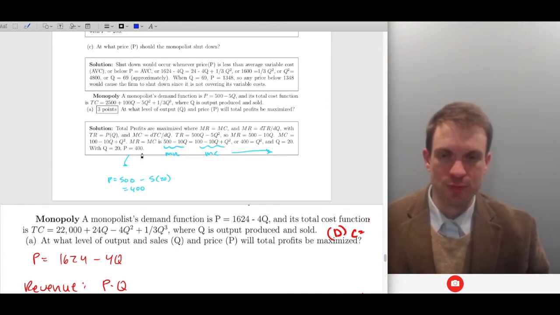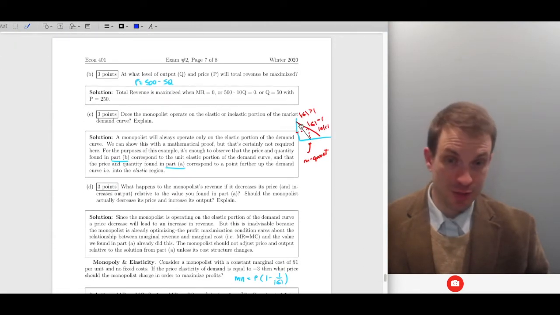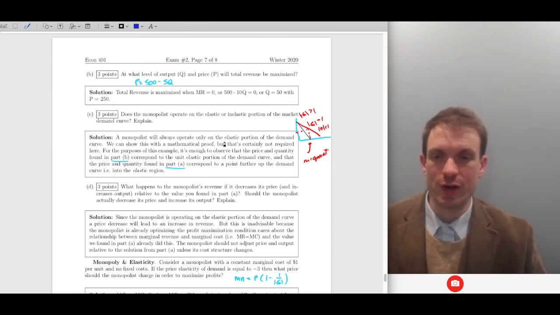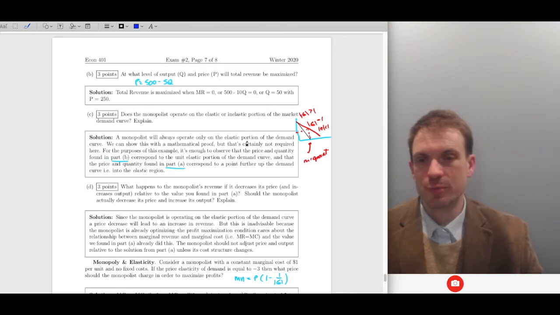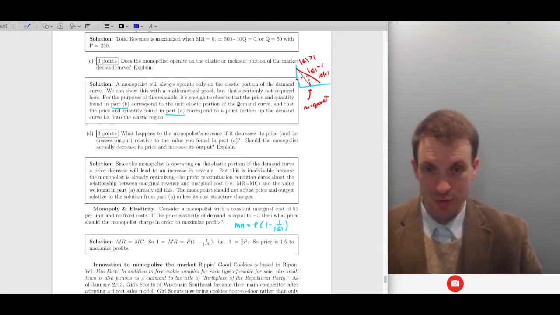Oh, yep, that's going to be further up the demand curve, closer to the origin on the output side, and then higher on the price side. So this is going to be on the elastic portion. We know that already, though. Monopolists will always produce on the elastic portion of the demand curve. The interesting part of the exercise is this right here.